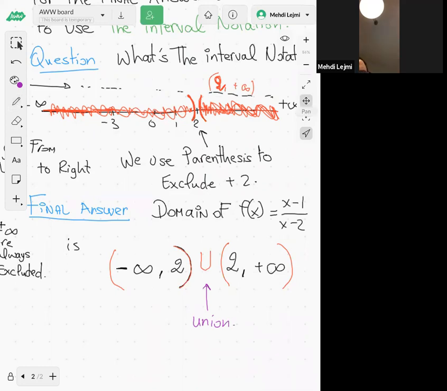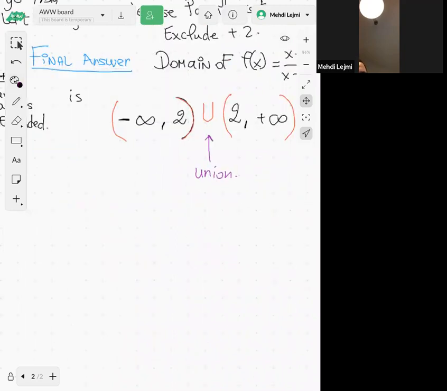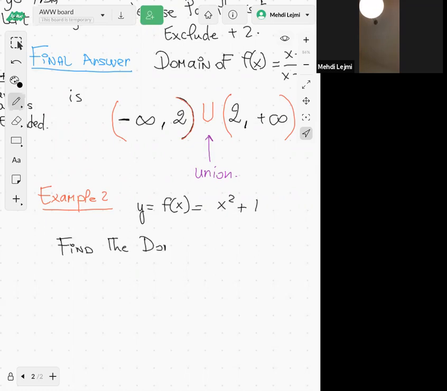All right, so let me do another example. So this is the first example. So that's the domain. Example number 2. I'm gonna just take, for example, y, which is f of x, equal to x squared plus 1. And again, the question is to find the domain of f of x.